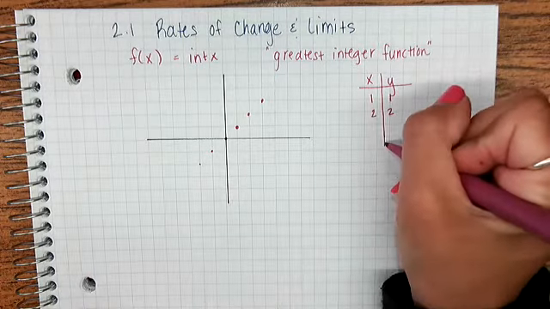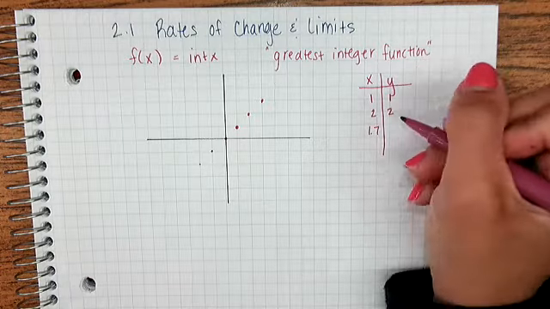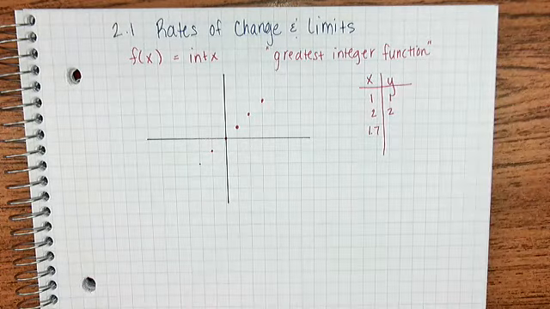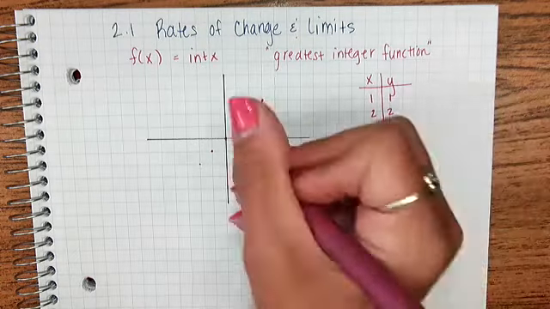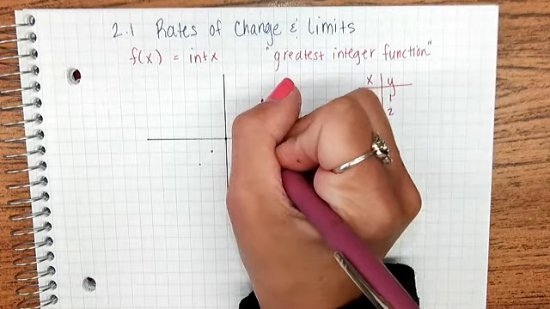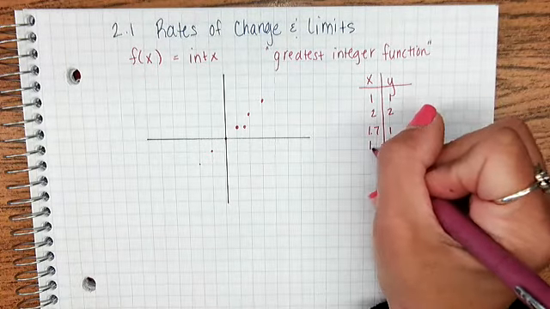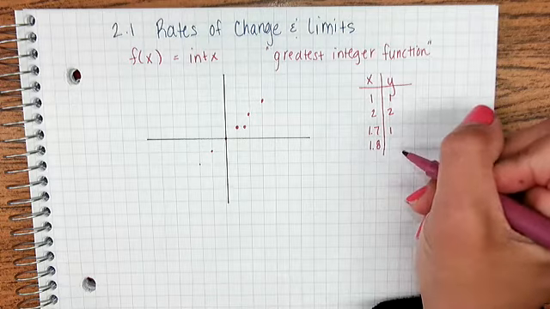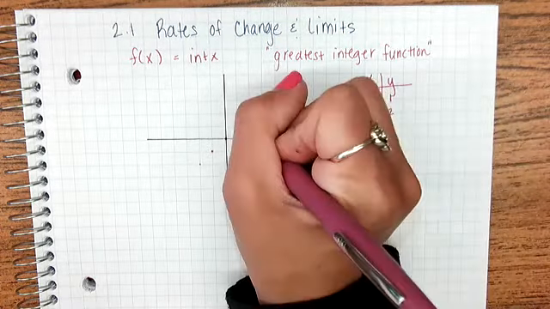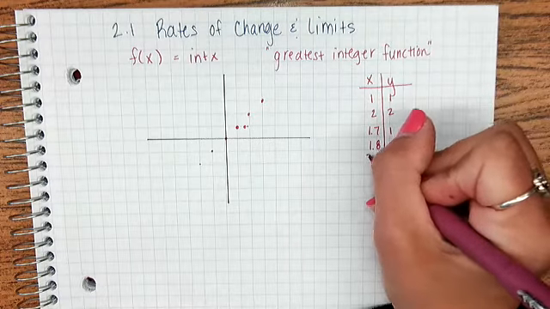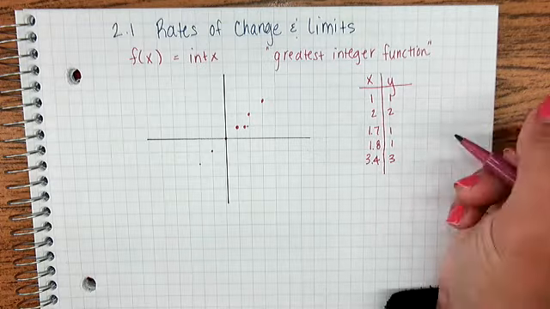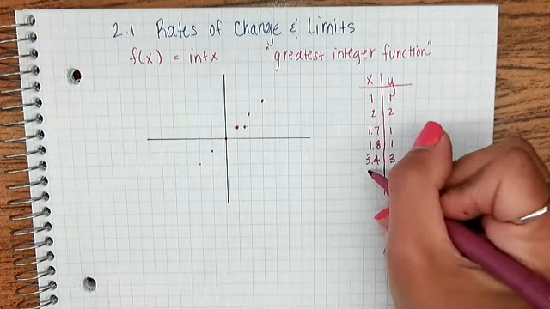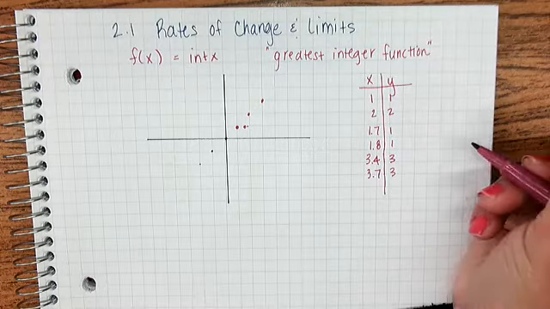If x is, let's say, 1.7, the integer below, the floor, the integer below 1.7 is 1. And plug in 1.8. The closest integer below 1.8 is 1. And if you plug in 3.4, the closest integer below 3.4 is 3. The closest integer below 3.7 is 3.